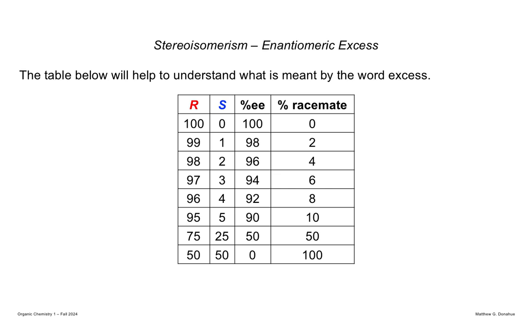I've just shown it for R being the major, but it holds true the other way around if S was the major as well. So we'll look at the first 2 points here, and then we'll look at everything in between. So if you had 100% R, that means there is 0 S enantiomer present. So you have 100% enantiomeric excess.